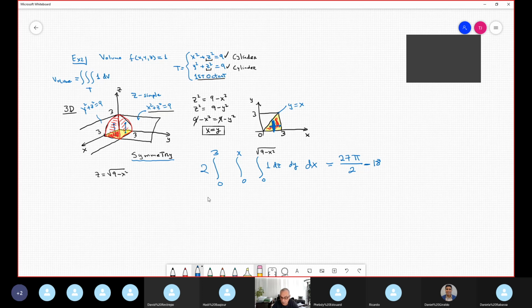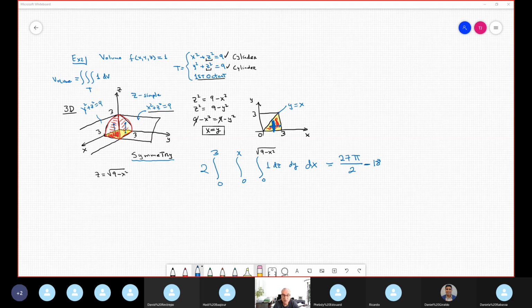To say you understand a little bit the mechanism, the procedure, the strategy of the setup in Cartesian x, y, and z triple integral. Yes or no? Yes or no? Triple integral is similar.